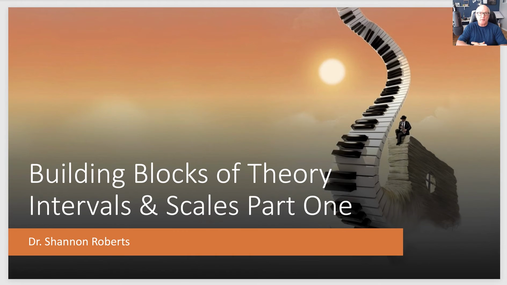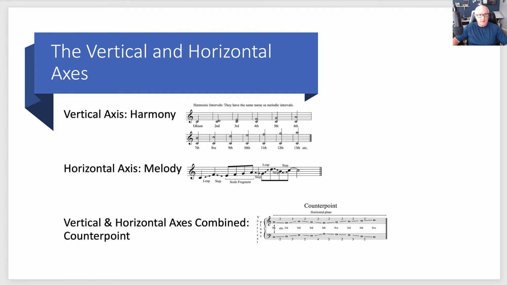We're now going to begin one of the most important foundational topics of music theory, and that's intervals and scales. What's important about this is that we have two axes that we're thinking about with music, the vertical and the horizontal. The vertical axis is harmony, the simultaneous occurrence of two or more pitches. And then melody, of course, is a succession of pitches over time.